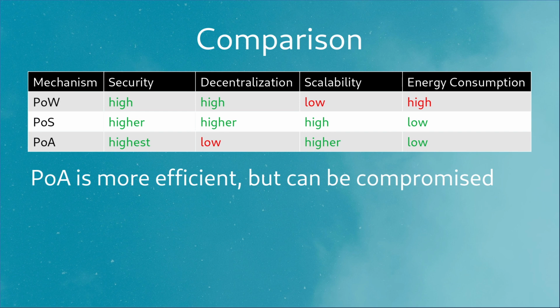If we look at the scalability property, a proof of work blockchain is not very scalable, so you have a limited amount of transactions per second.